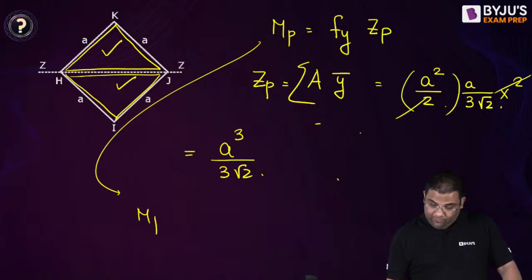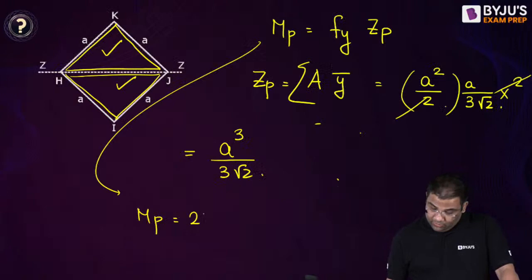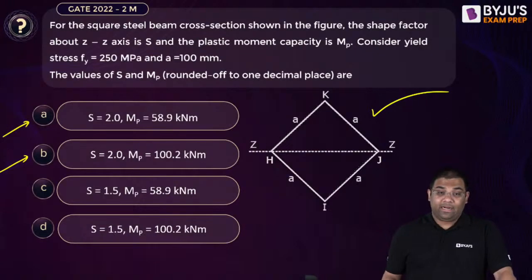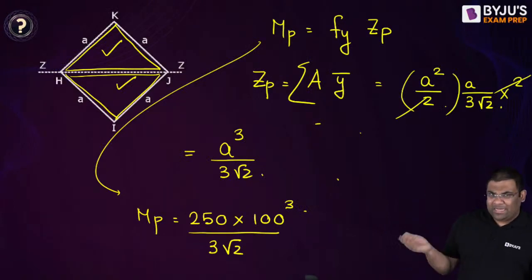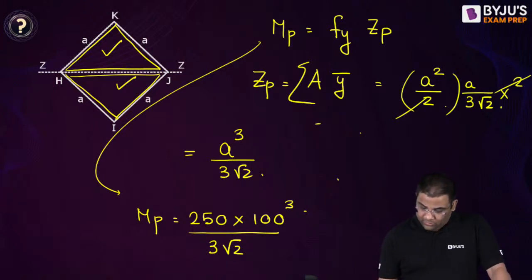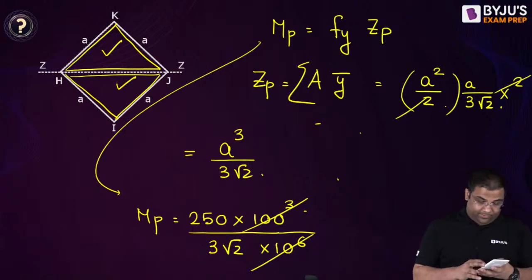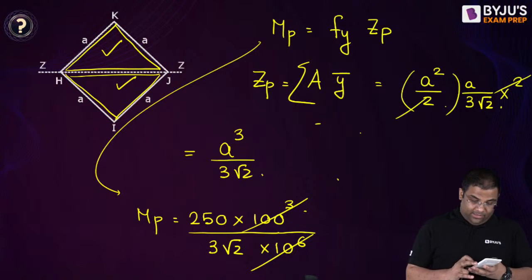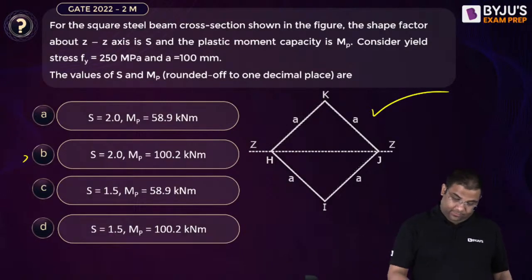MP will be equal to FY. FY is 250, it is given. 250 A cube, and A is given as 100. So A cube by 3 root 2. Now this I will get in Newton mm, so I'll convert into kilonewton mm by dividing by 10 to the power 6, which just cancels, right? So I'm getting 250 divided by 3 divided by root 2. I'm getting a value of 58.92. So the answer is A. Yes.